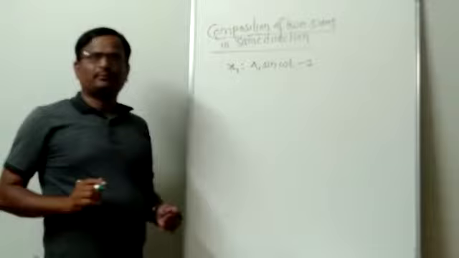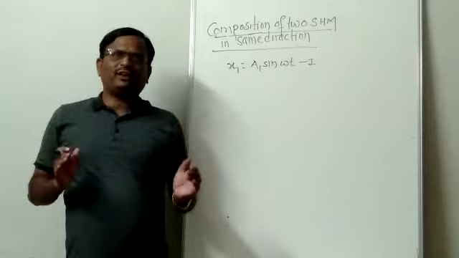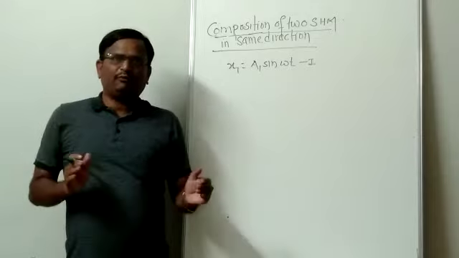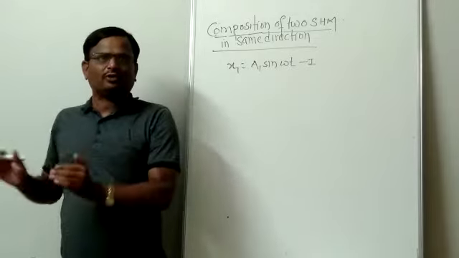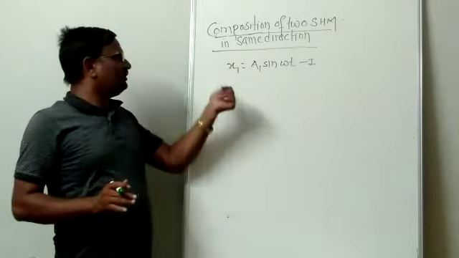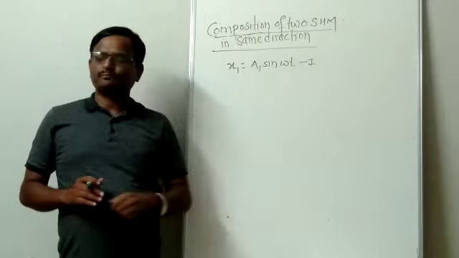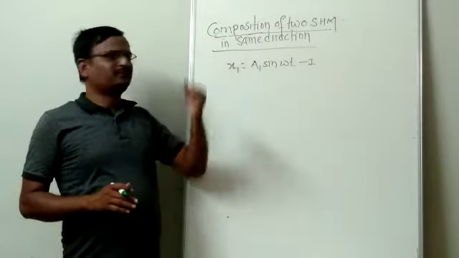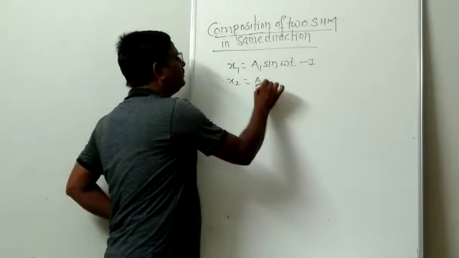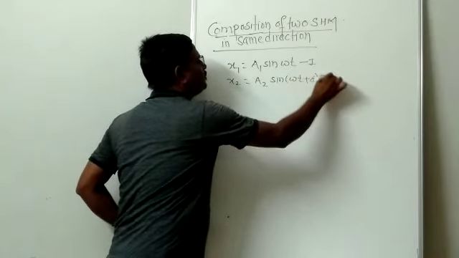Two forces acting on the particle produce simple harmonic motions. The first force produces simple harmonic motion. The second force also produces simple harmonic motion. And the equations of simple harmonic motions: I am writing now the first equation, x1 is equal to A1 sine omega t. Call it equation number 1. This is the equation of simple harmonic motion. I am writing the second equation, x2 is equal to A2 sine omega t plus delta. Call it equation number 2.